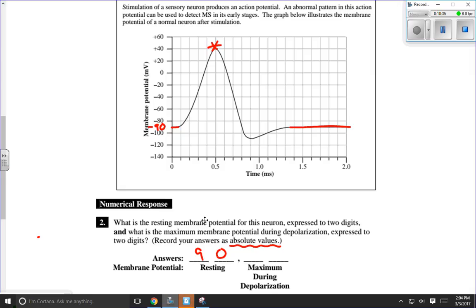Now, the other part we want is the maximum membrane potential during depolarization. Well, depolarization is right here. So depolarization, that is in line with plus 40 millivolts. Again, absolute value plus 40, we just write 40. So 90 and 40 would be enough to answer this question.